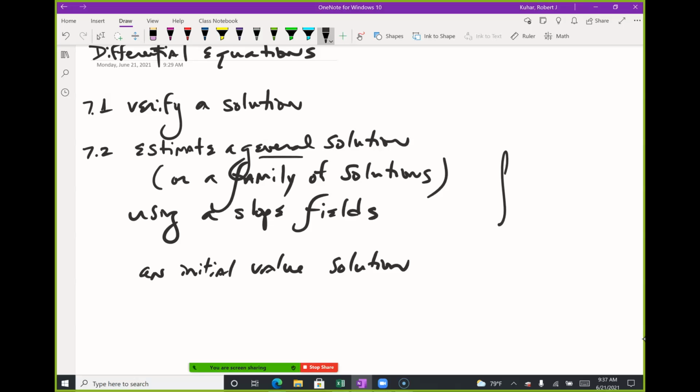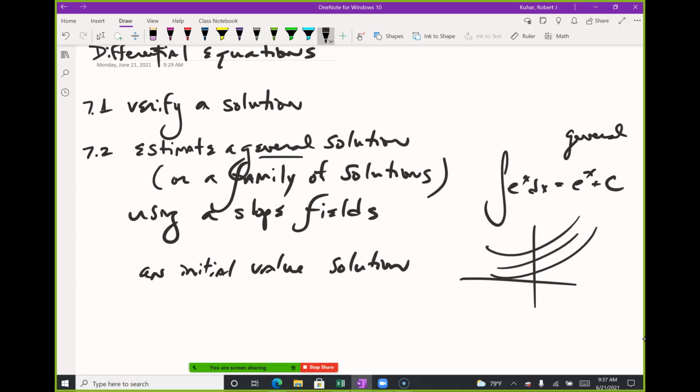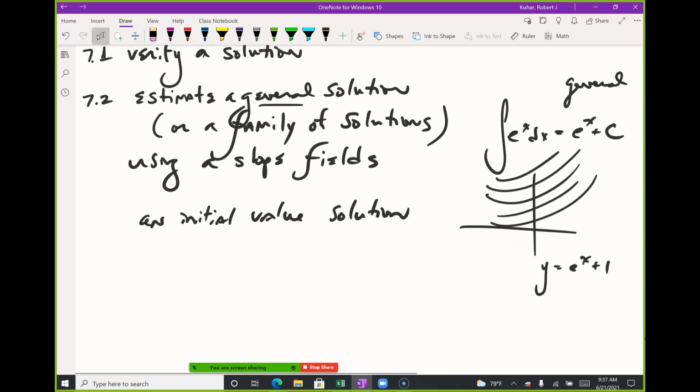Like if I integrate e to the x dx, I get e to the x plus c, right? And so this is a general solution. If I look at that e to the x plus c, it's this one and this one and this one. It's all those curves, right? But if I say it's y equals e to the x plus 1, this is an initial value. So I've isolated what that c value is, right?